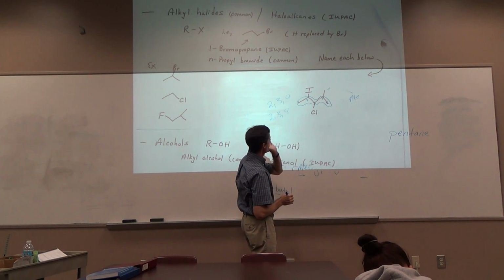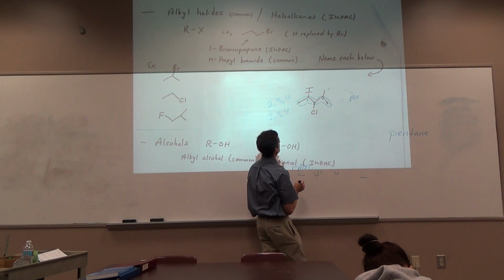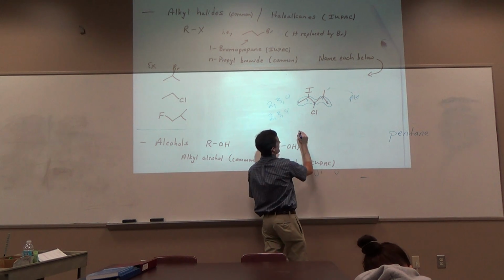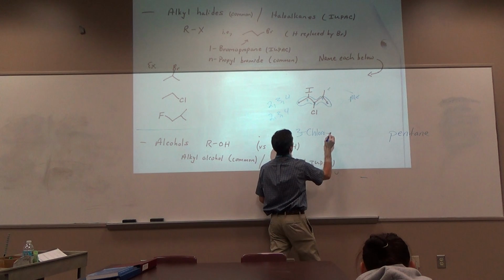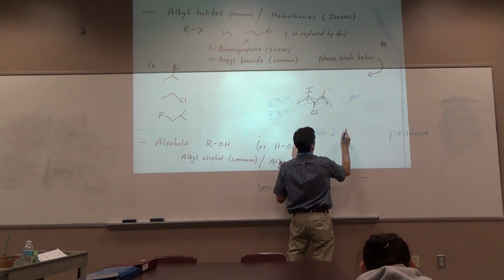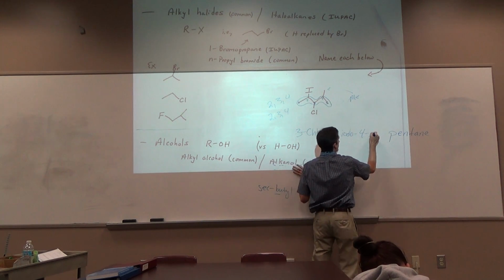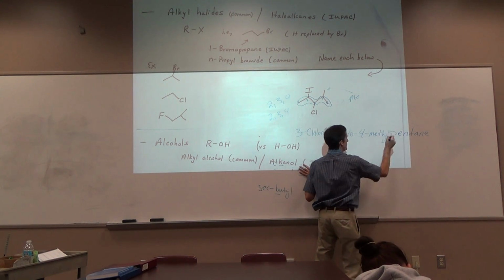Now we can list our substituents alphabetically. 3-chloro, 2-iodo, 4-methylpentane.